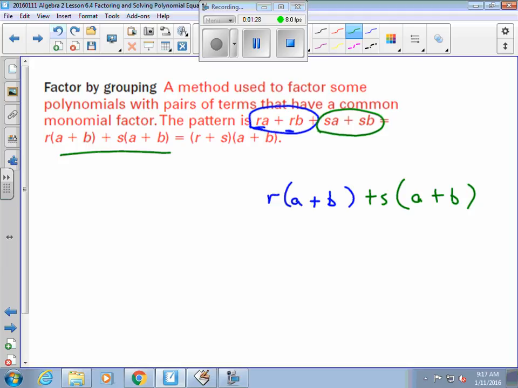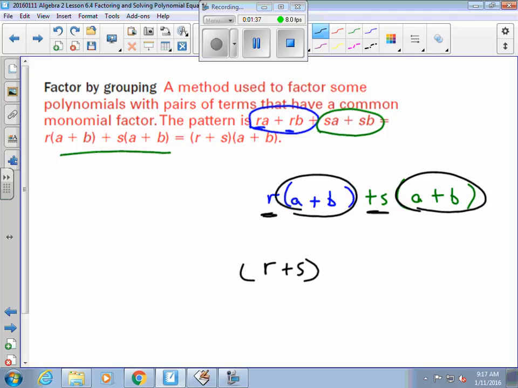And then once you're there, R plus S is first. And then notice this is the same right here. They're both A plus B. So it's just grouping, or factoring by grouping things together.